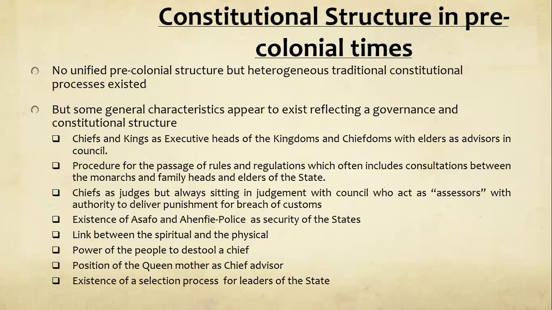Another discernible common feature in the traditional governance arrangement is the link between the spiritual and the physical. So in the traditional governance system, you see a link between what you call the spiritual world and then the physical world. And if you look at how authority was exercised, the chief as the head was often seen as an embodiment of being the intermediary between the spiritual world and then the physical world.